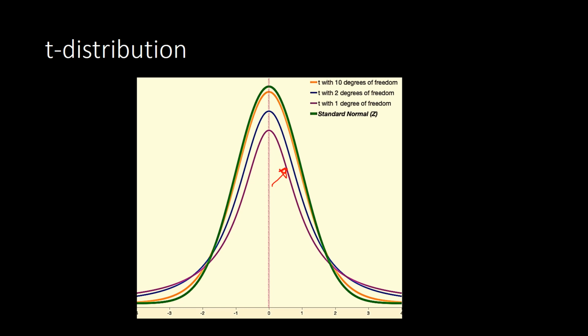And your blue there is the t with 2 degrees of freedom. So if you look at that one, your t distribution is approaching your standard normal distribution as your degrees of freedom becomes bigger. I hope that's clear. Degrees of freedom comes from n minus 1. So as you increase your sample size, of course, it will be approaching a normal distribution. So I hope that's clear.